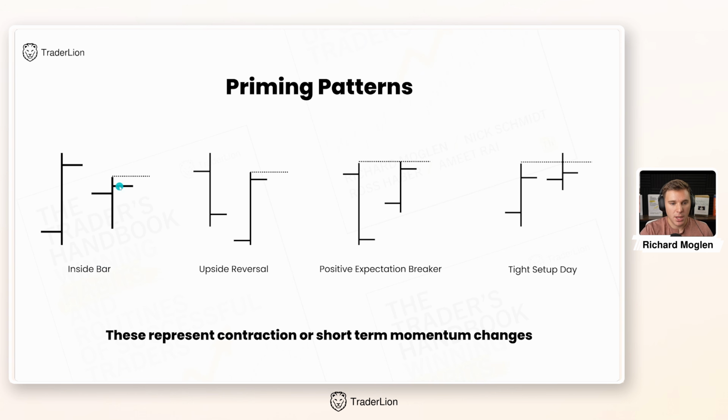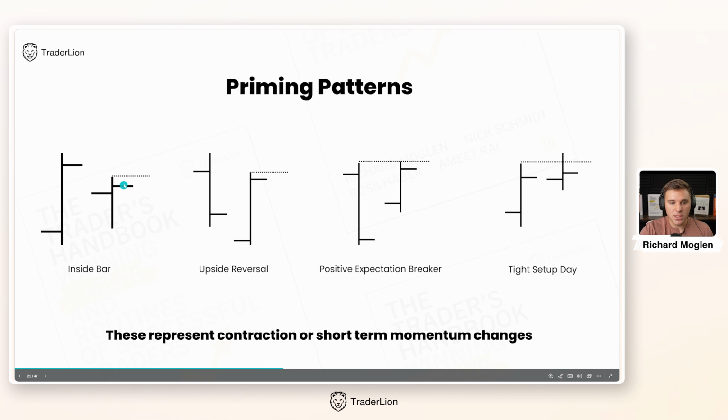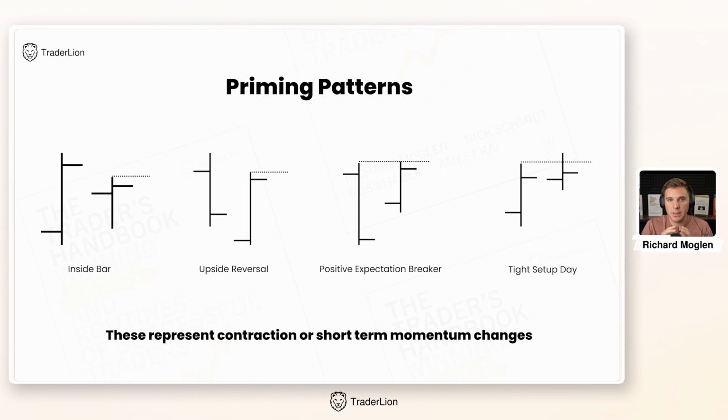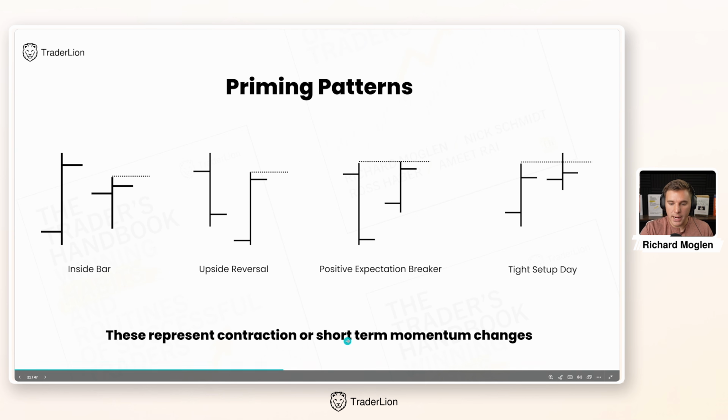First, inside bar. So inside bar, likely many of you guys know, all the range from high to low is contained within the prior day's bar. So what does that represent? That represents contraction, an equilibrium in supply and demand. And each of these patterns, I've got this note right here, each of these patterns either represent contraction, where price is being compressed, there's equilibrium, there's a spring being coiled that then, as we expand from this tight area, leads to that expansion, or it's a short-term momentum change, which we'll get into with the upside reversal.